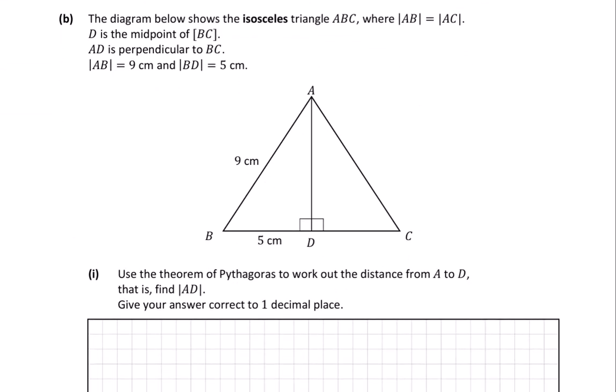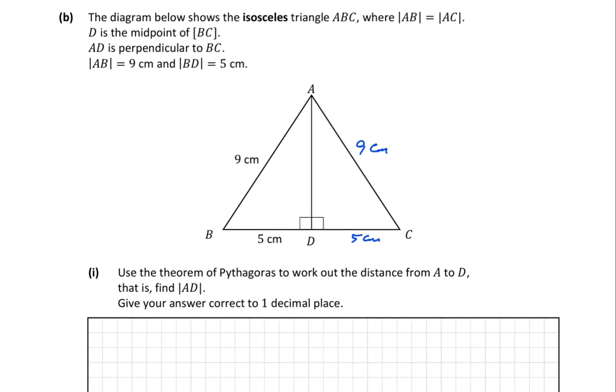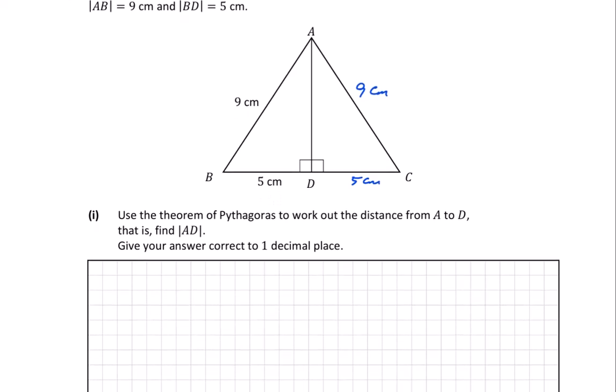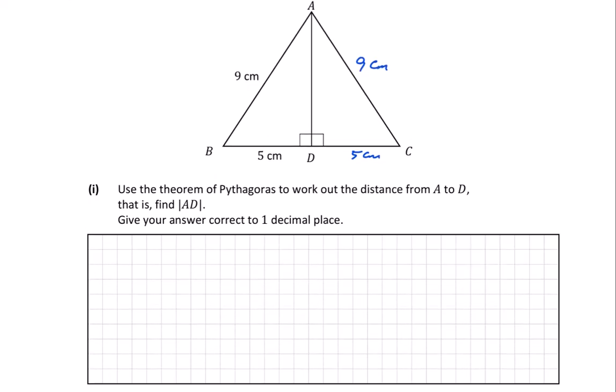The diagram below shows the isosceles triangle ABC, where AB is equal to AC. So this is also 9 centimeters here. D is the midpoint of BC, so that means this must be 5 centimeters here. AD is perpendicular to BC, and AB is equal to 9, we have that. BD is equal to 5, we have that. So you use the theorem of Pythagoras to work out the distance from A to D. That is, find the distance from A to D. Give your answer correct to 1 decimal place.